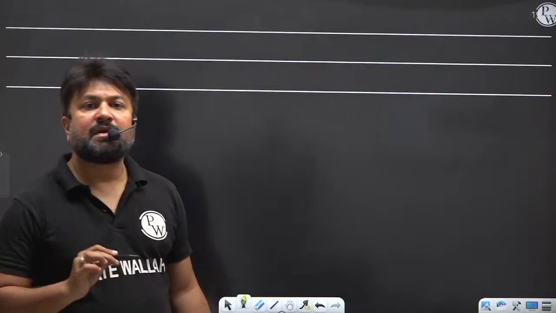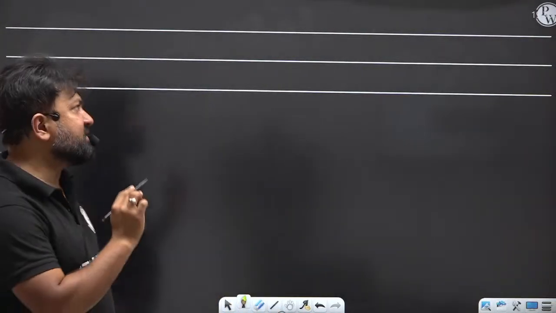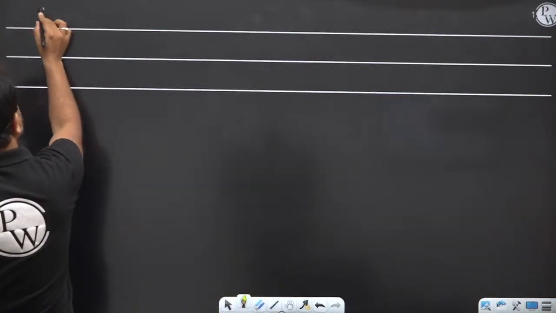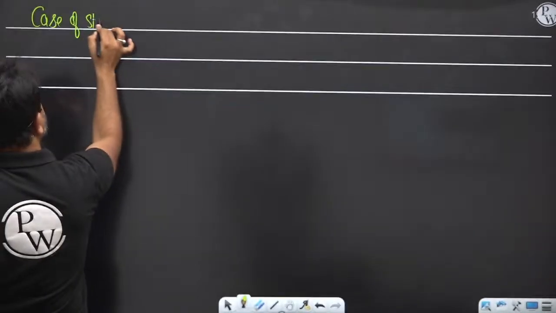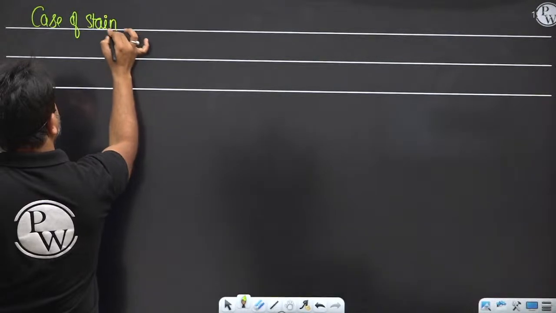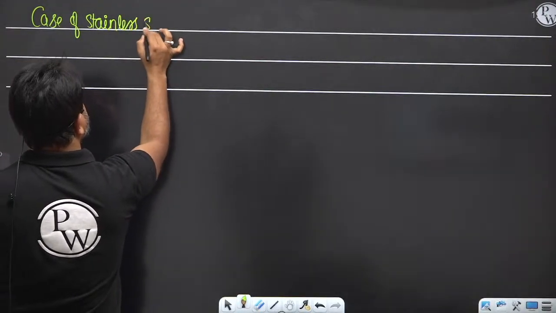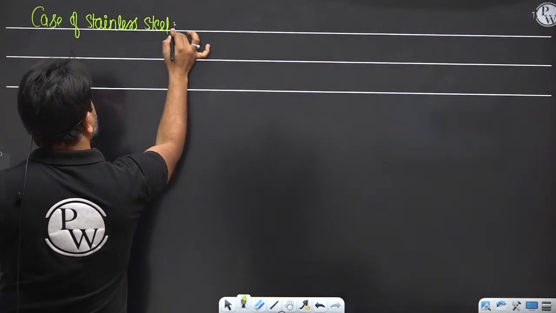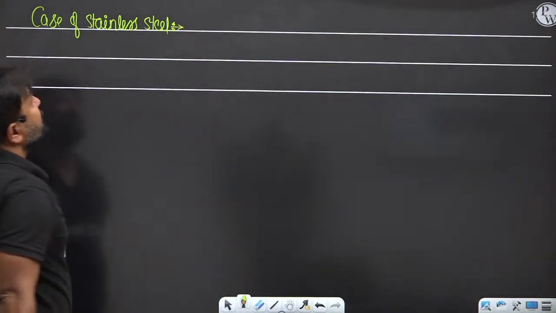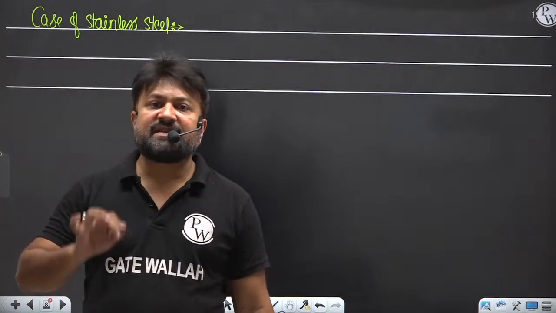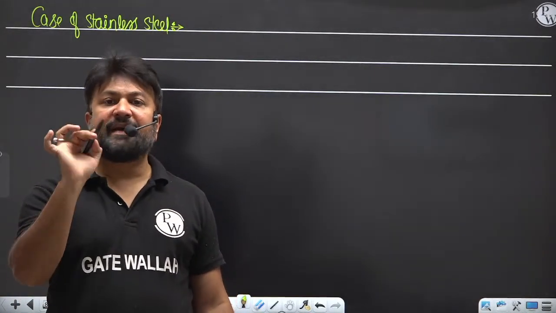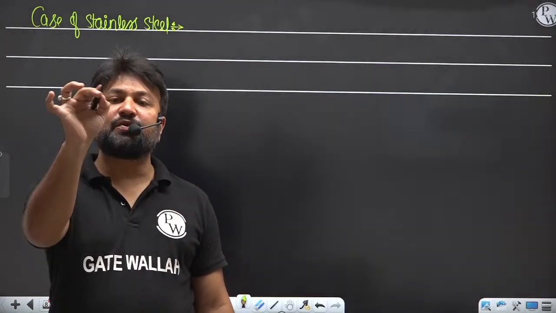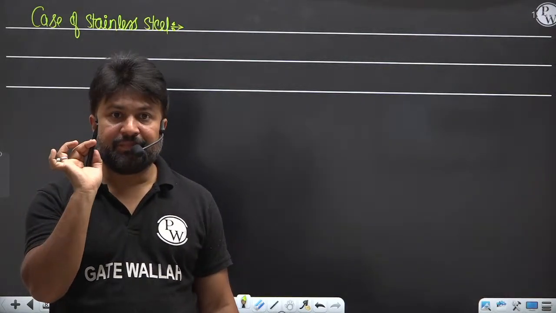See here, my dear, the case of stainless steel. Here I'm going to discuss the case of stainless steel. Stainless steel is difficult to weld. It is a difficult metal to weld because it contains both nickel and chromium, as you know.